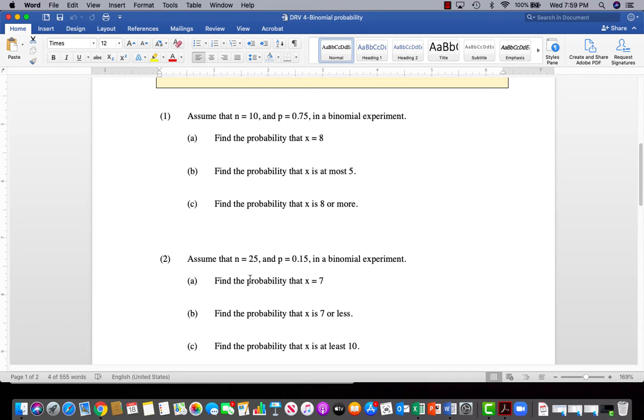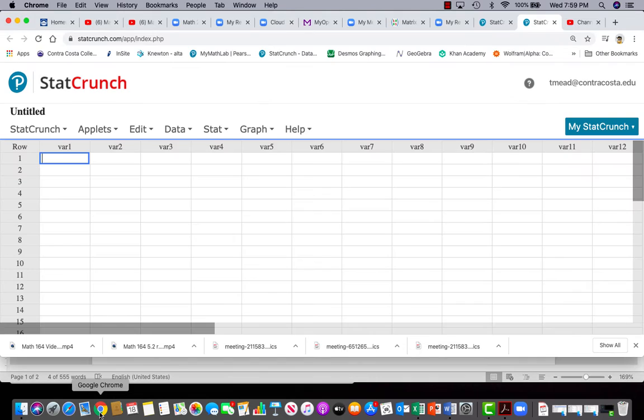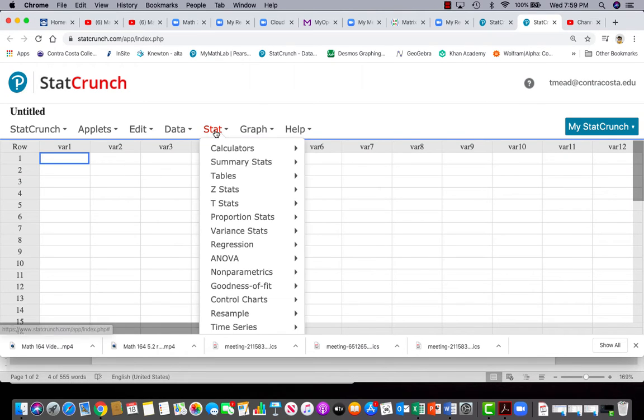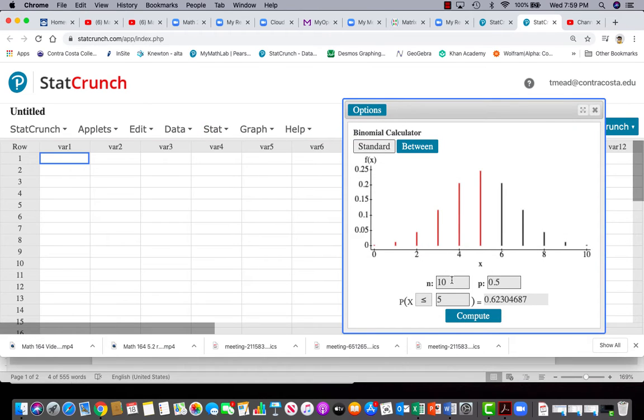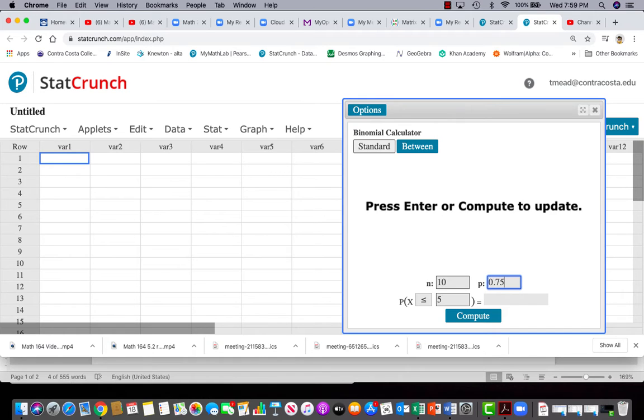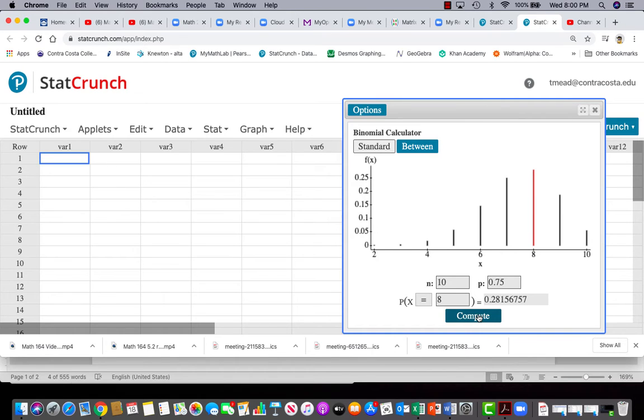Okay, no matter how we look at it, we need to look at StatCrunch. So n is 10, p is 0.75. I'll come over here to StatCrunch and go to Calculators, Binomial, and n is 10, that's good, and p is equal to 0.75. And we wanted to find the probability that x was equal to 8. So I'll change this to equals. We're going to put in x equals 8, and compute. And there it goes.